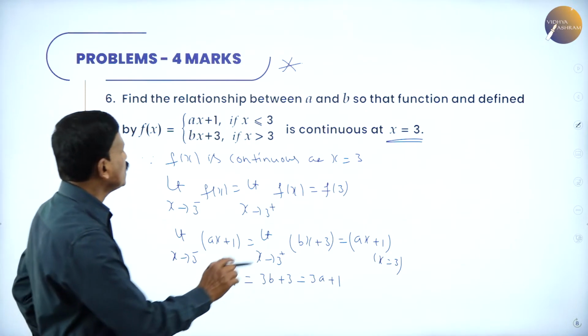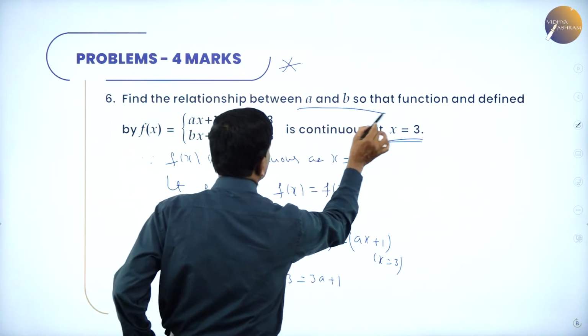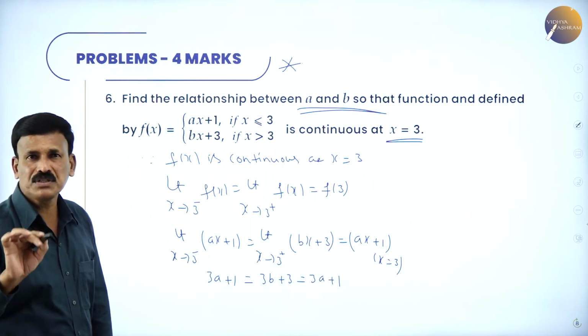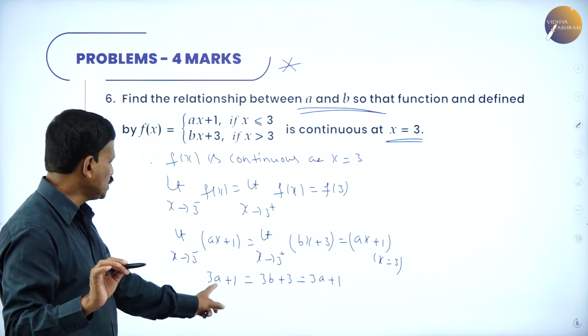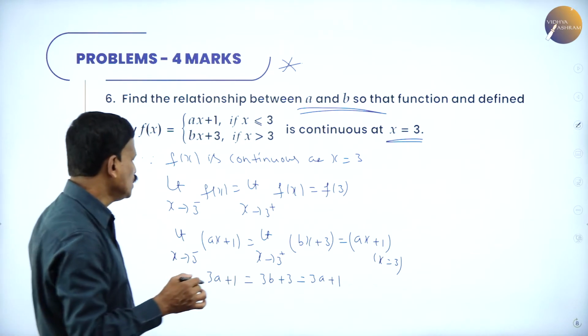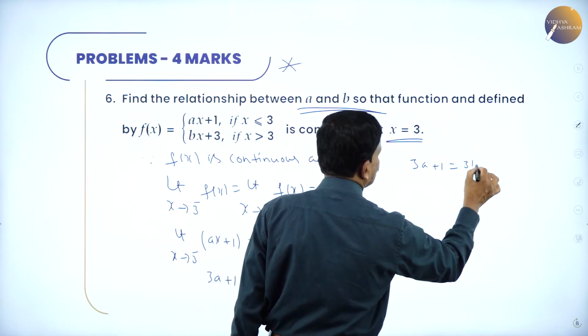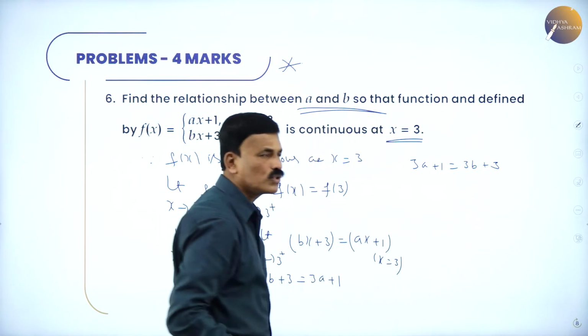What is to find here? To find the relation, only the relation, not solving. Don't solve, just find the relation between a and b. Now consider 3a plus 1 is equal to 3b plus 3.